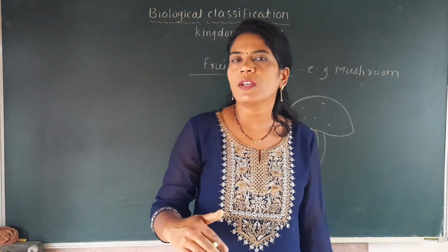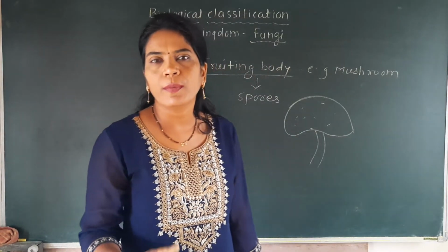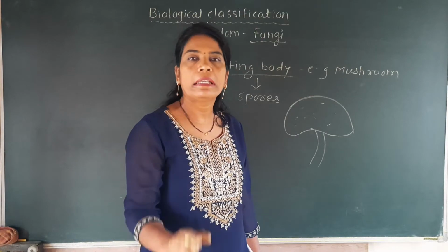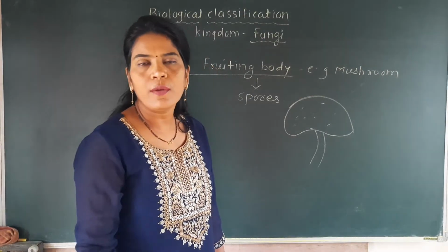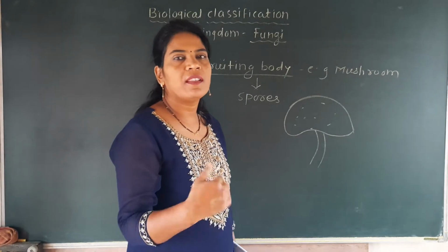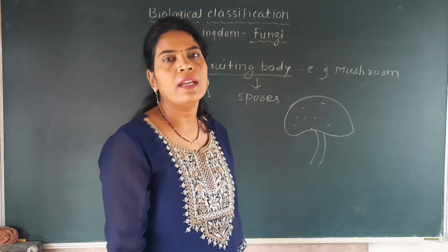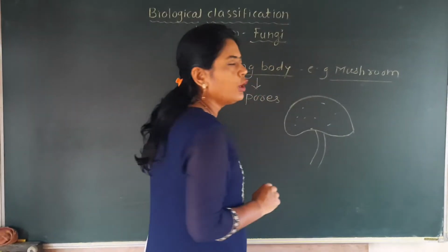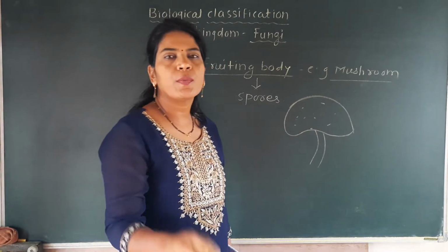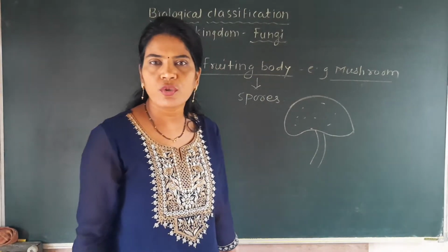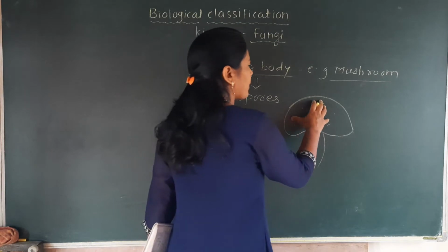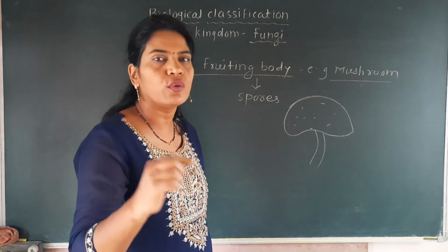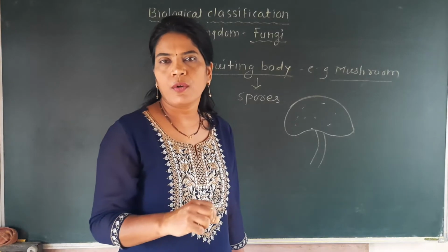Generally this fruiting body is present on the surface of the land or where the fungi is present. This fungi generally at its tip produce this fruiting body which is full of the spores, and these spores are responsible for the reproduction. See here, the best example for the fruiting body is the mushroom, because number of students know the structure of the mushroom. This mushroom has such an umbrella-like structure, and it is called as the fruiting body, which is generally used as the edible part of the food.